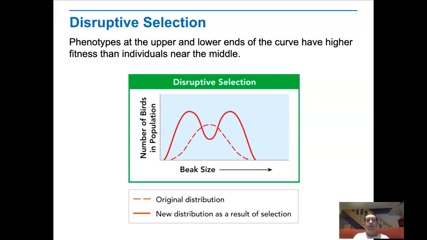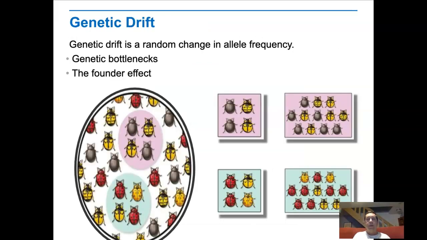And finally, disruptive selection, which is probably the rarest of the three. Phenotypes at both the upper and lower ends of the curve have higher fitness than individuals near the middle. And you go from a single peak to two peaks, what we call a bimodal distribution. And again, you can see that in our graph here.